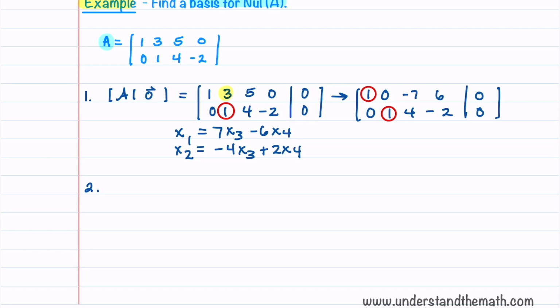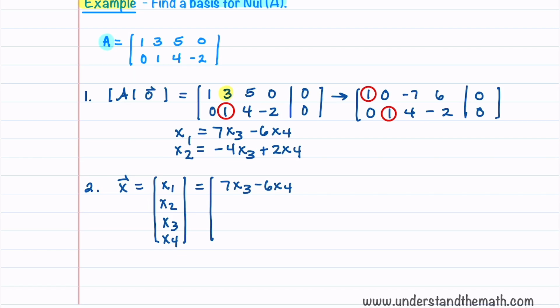Our second step is to solve for x and put our solution in parametric vector form. Because A has 4 columns, our x vector has variables x1, x2, x3, and x4. And we'll now plug in our solution that we got from step 1. x1 is 7x3 minus 6x4. x2 is minus 4x3 plus 2x4. And then we have x3.